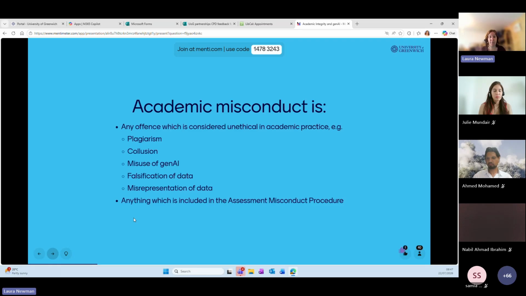Obviously there's only a few examples there. Like I said, we would basically say it's any offence which is considered unethical in academic practice. Some examples would be plagiarism, collusion, the misuse of GenAI, falsification of data, or misrepresentation of data. Those are just some examples. Obviously, there's quite a large range, and anything which is included within the assessment misconduct procedure.